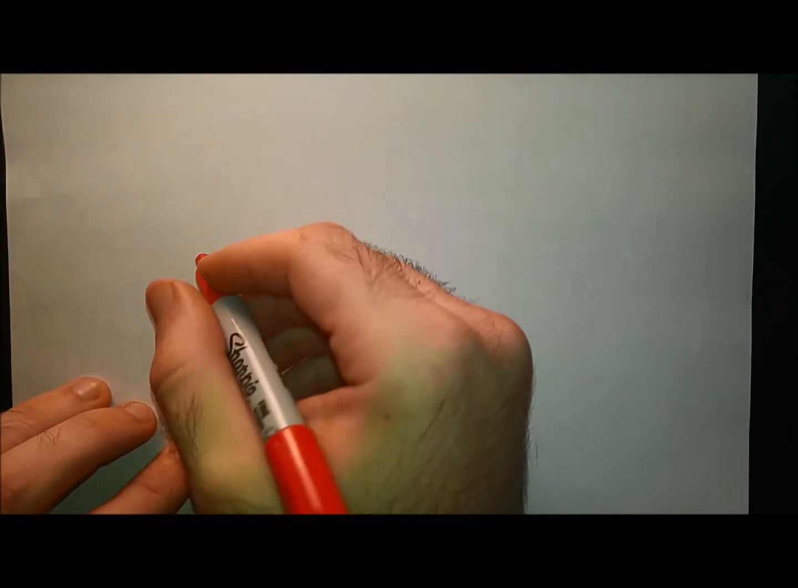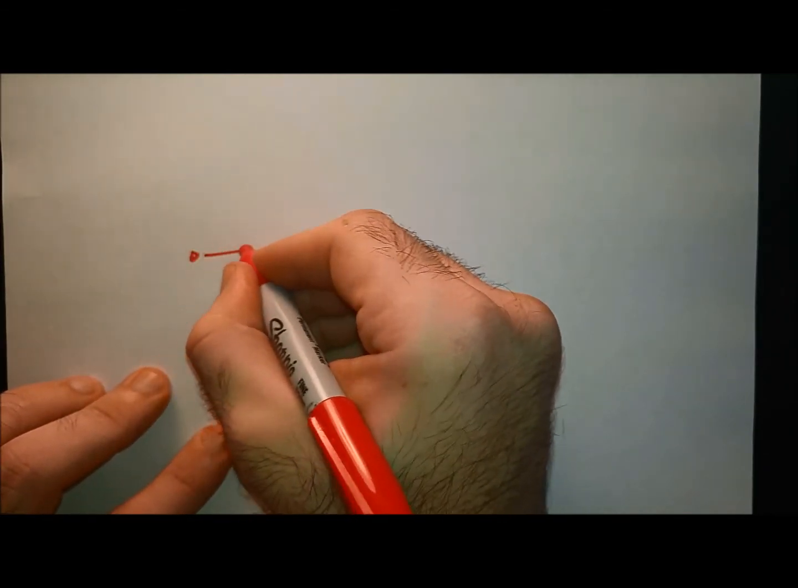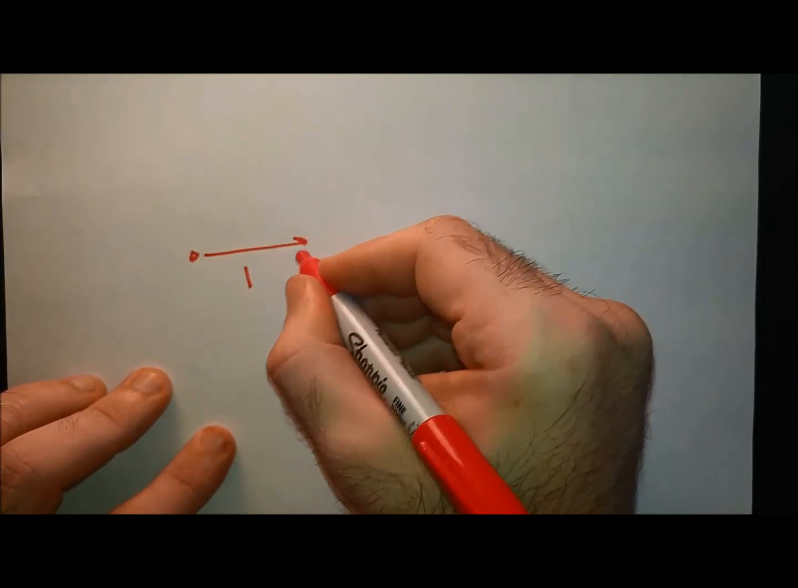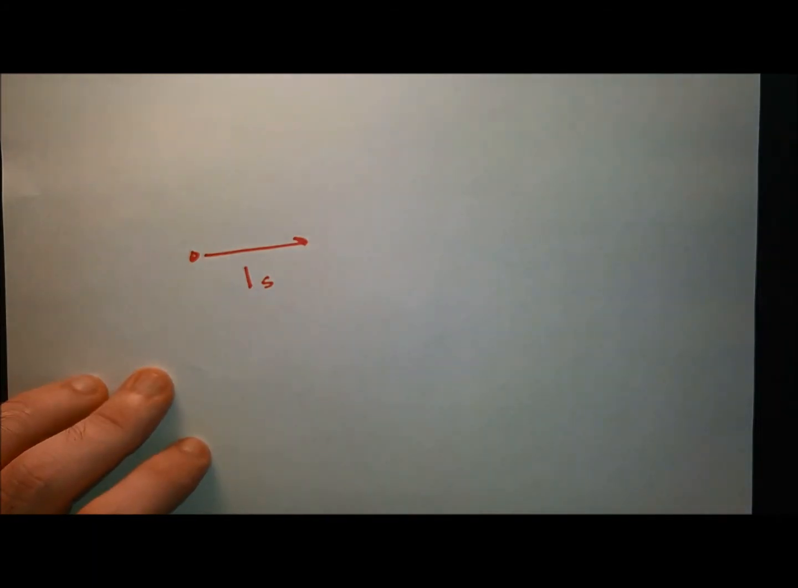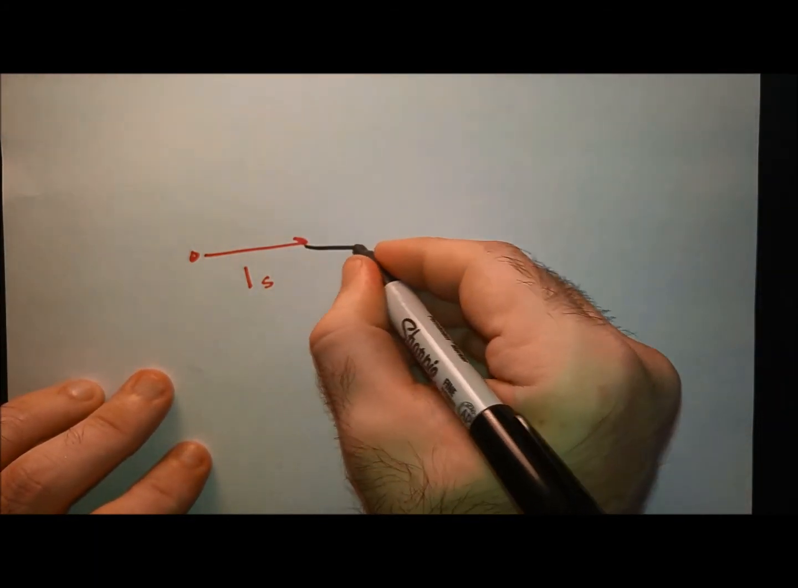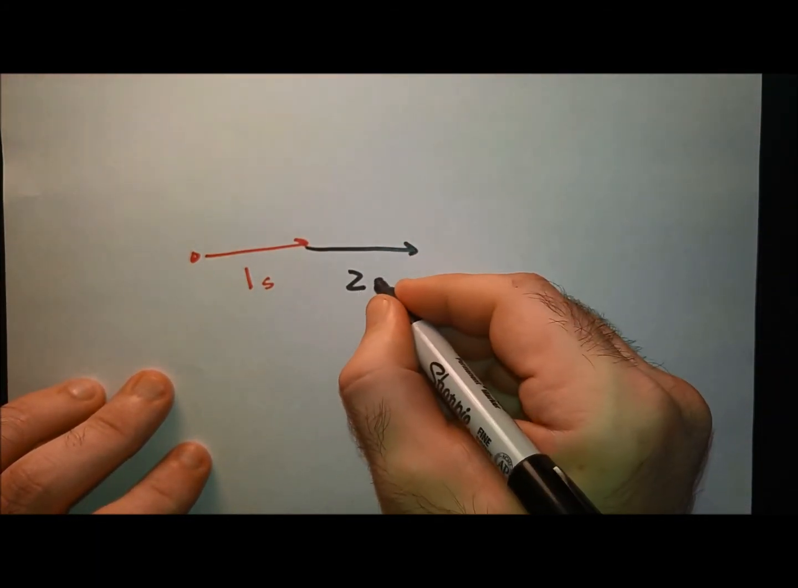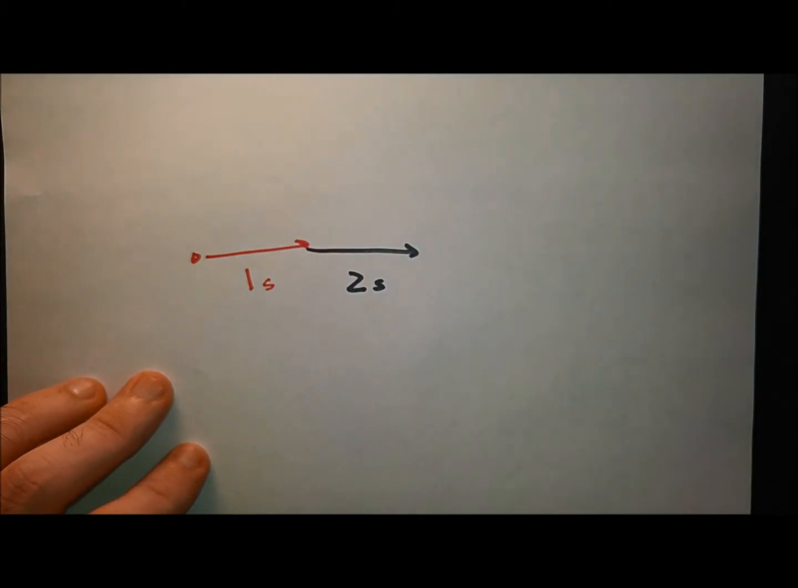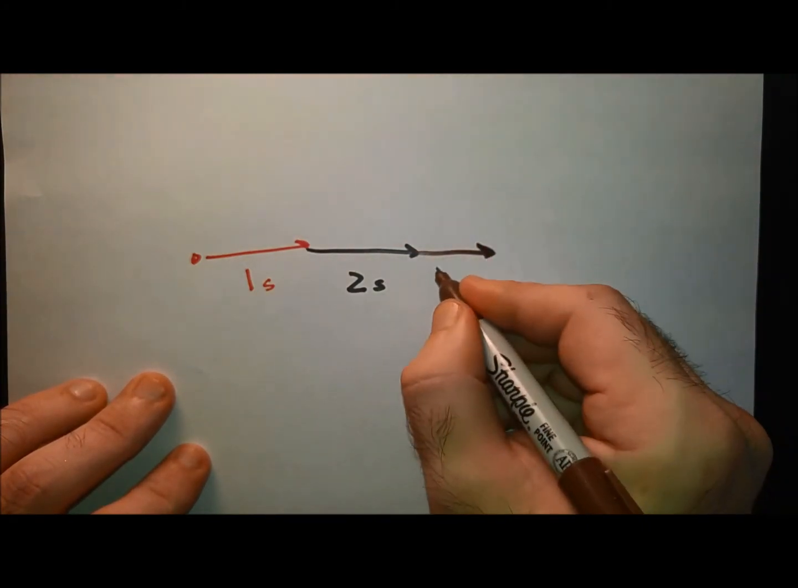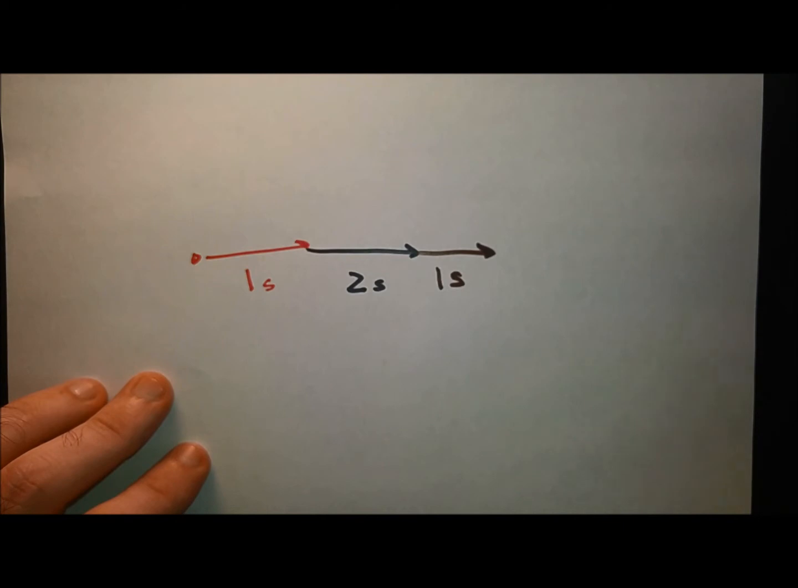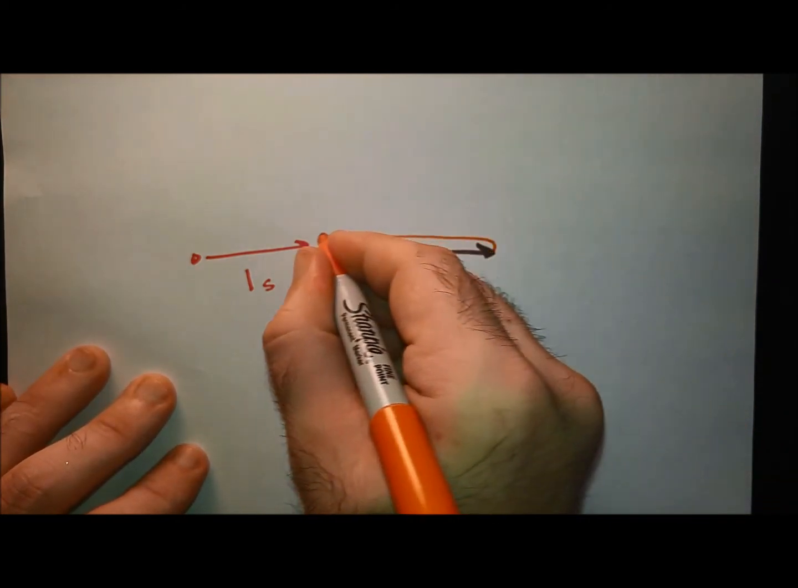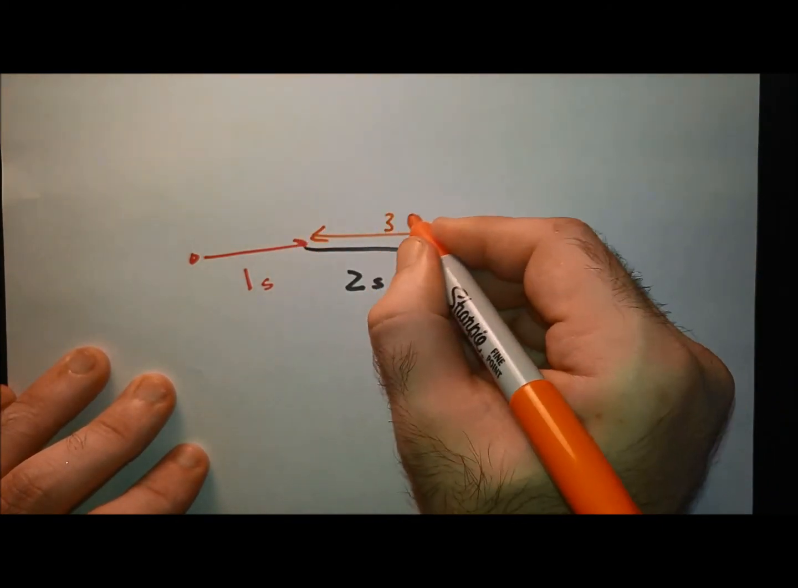So here's a set of walks you're going to do. Let's say you take 1 step forward from some point. Then you take 2 steps forward from that point. Then you take another step forward from that point. And then you turn around and walk 3 steps back. Imagine this is the number line.